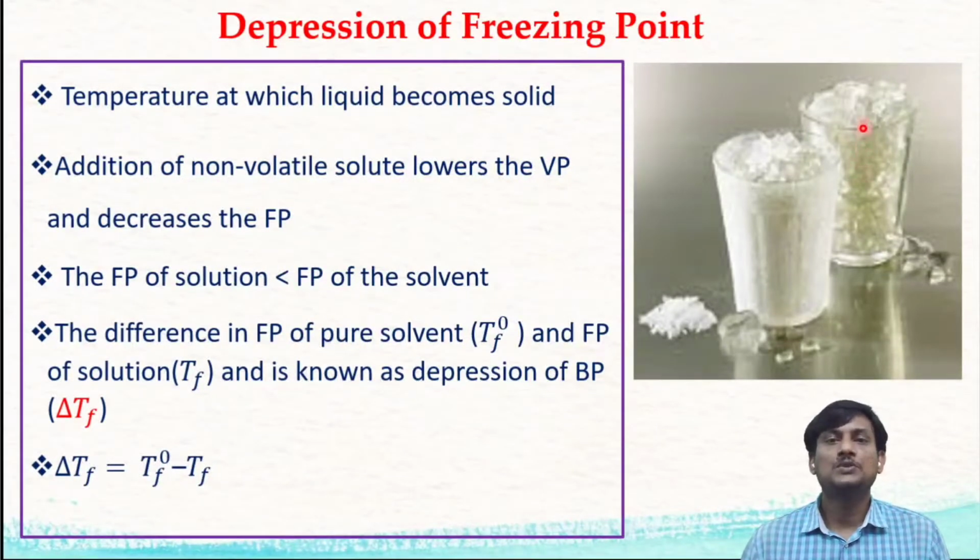To convert it into solid, you have to decrease the temperature of the resultant solution. So the solution has a lower freezing point when compared with the pure solvent, that is water. The difference between the freezing point of pure solvent, that is Tf°, and the freezing point of solution, Tf, is known as depression of freezing point. It is indicated with ΔTf = Tf° − Tf.